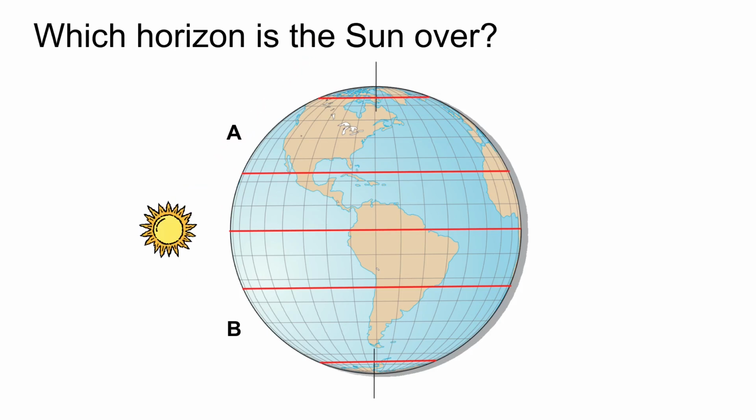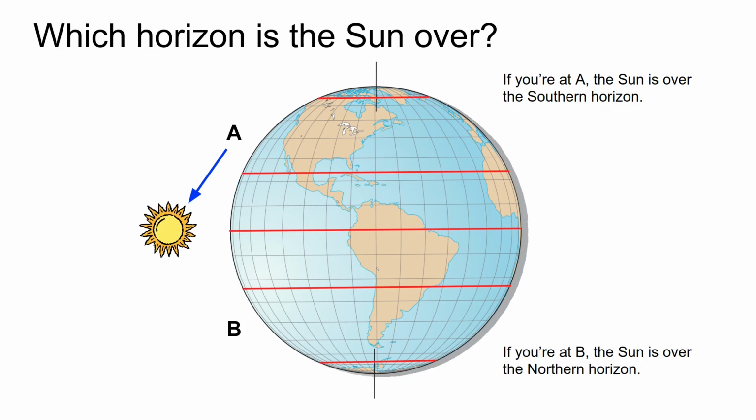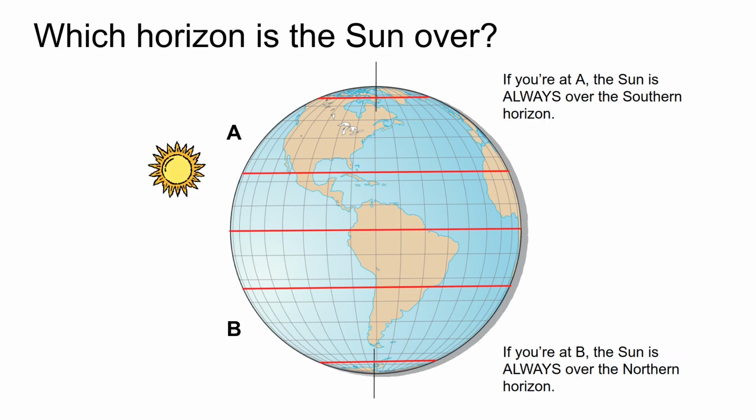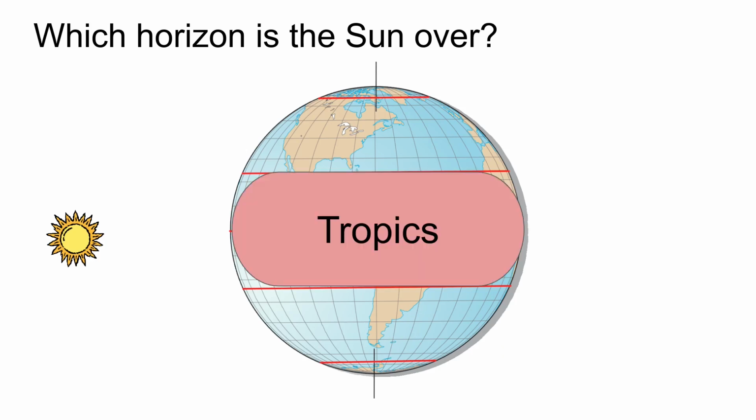So, which horizon is the sun over? If you were at A, the sun is over the southern horizon. You're looking south. If you're at B, the sun is over the northern horizon because you're looking north. In fact, if you're at A, it doesn't matter the season. The highest north the sun's going to go is the Tropic of Cancer. So if you're north of the Tropic of Cancer, the sun is always over the southern horizon. Same deal: if you are south of the Tropic of Capricorn, the sun is always over the northern horizon. What if you're in the tropics, though?